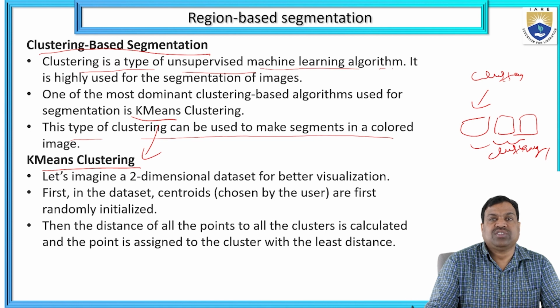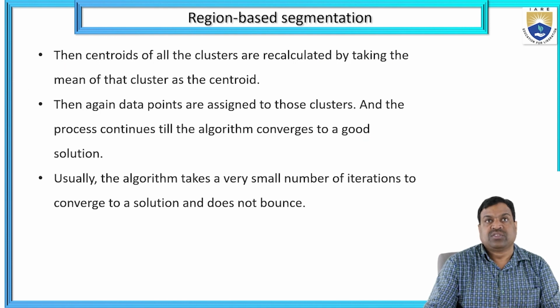K-means clustering is shown on a two-dimensional data set for better visualization. The centroids chosen by the user are first randomly initialized. Then the distance of all the points to all the clusters is calculated and each point is assigned to the cluster with the least distance. Then the centroids of all the clusters are recalculated by taking the mean of that cluster as the centroid. Then again data points are assigned to the clusters, and the process continues till the algorithm converges to a good solution. Usually the algorithm takes a very small number of iterations to converge to a solution.